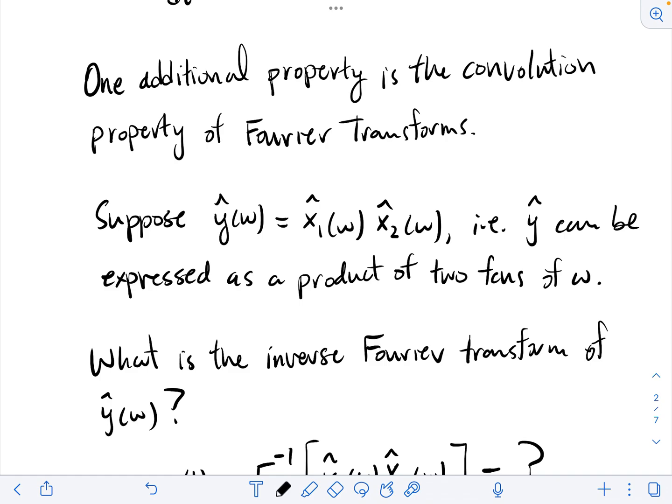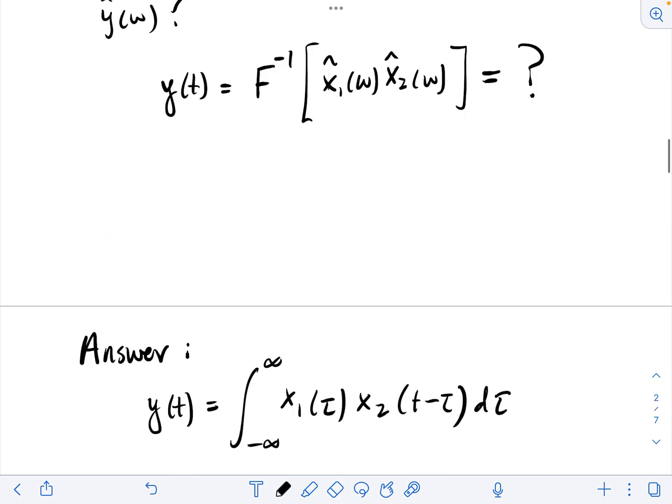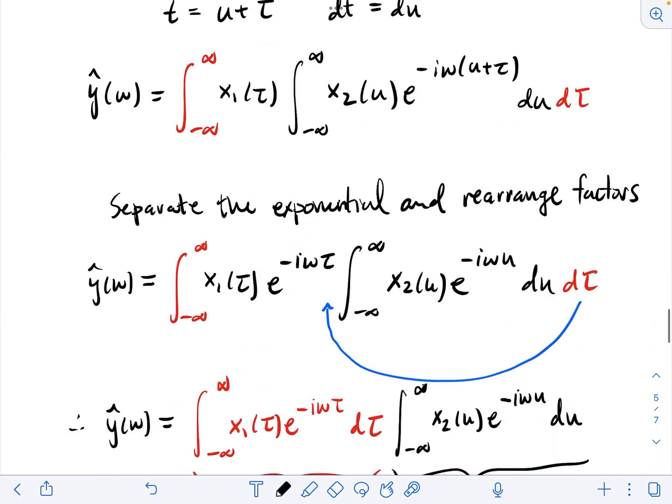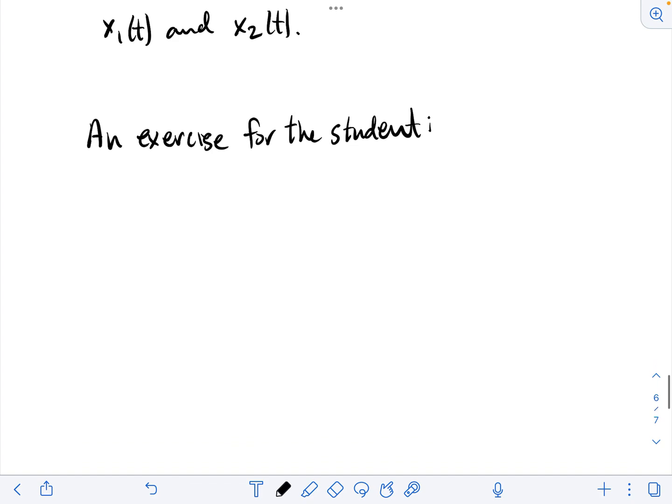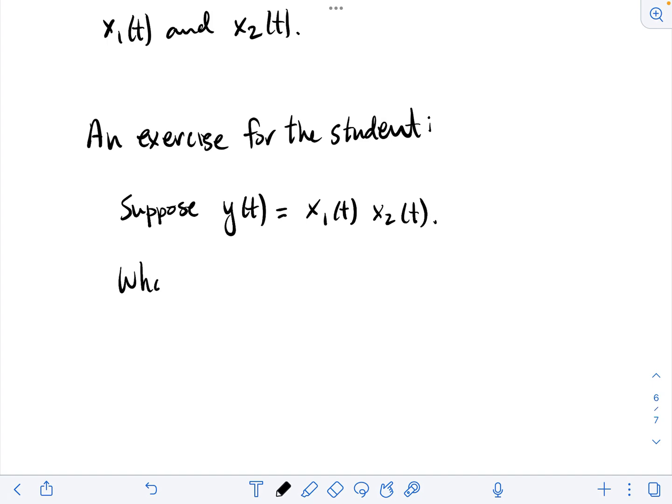Okay, so the exercise is, suppose y of t is equal to x1 of t times x2 of t. Then what is the Fourier transform, which would yield y hat of omega? What's the result of that Fourier transform?